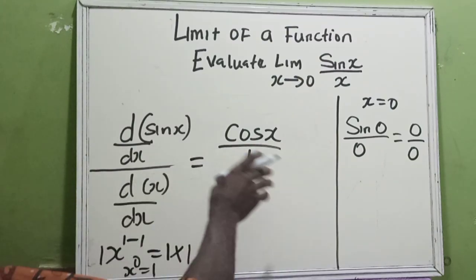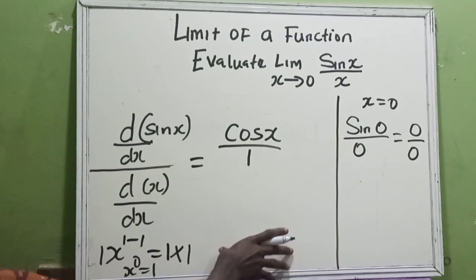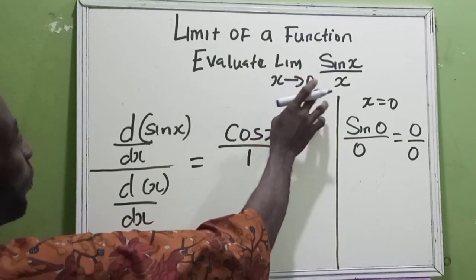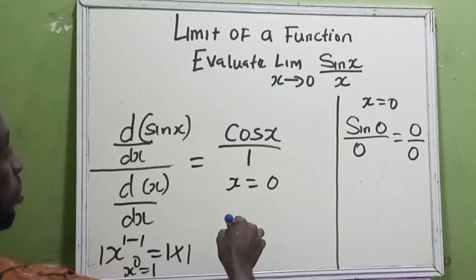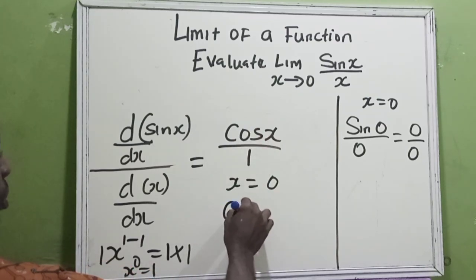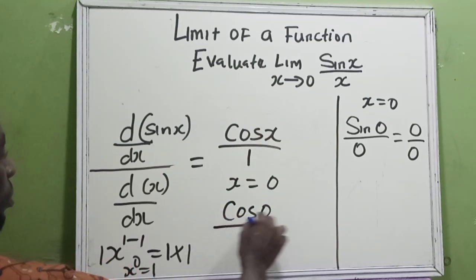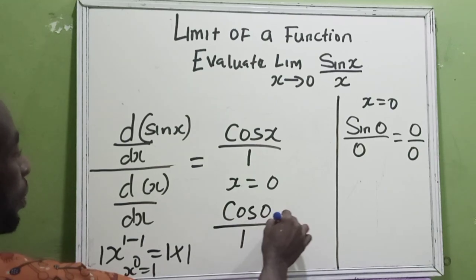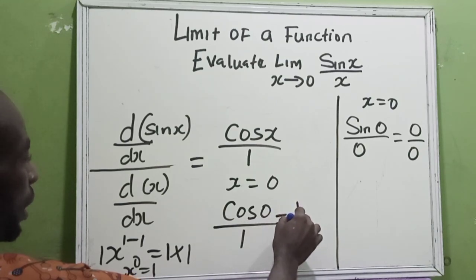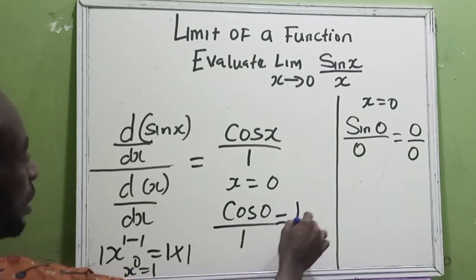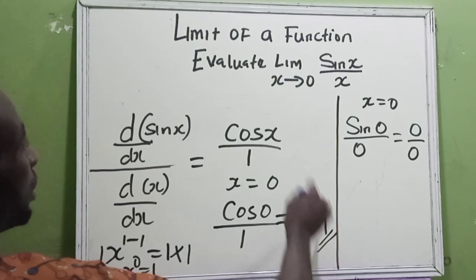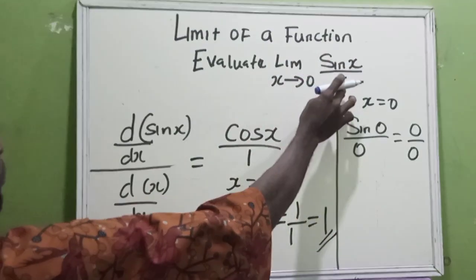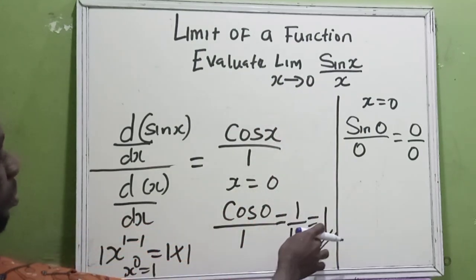Now, the third step says that we should put in the value of x. Our x is equal to 0. So we say cos 0 over 1. And what is cos 0? Cos 0 is 1, so we have 1 all over 1, and 1 divided by 1 is 1. So the limit of sine x over x as x tends to 0 is equal to 1.